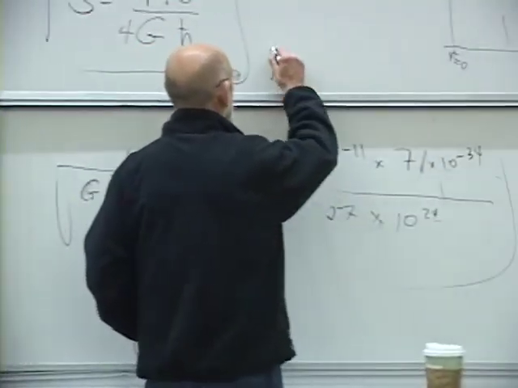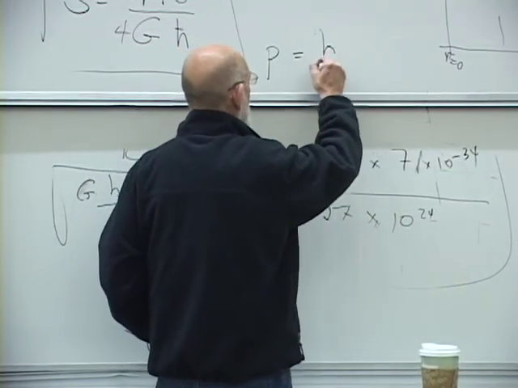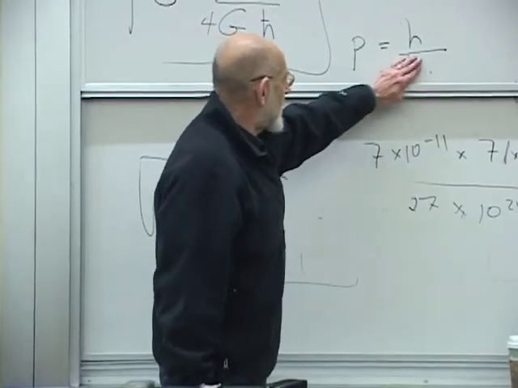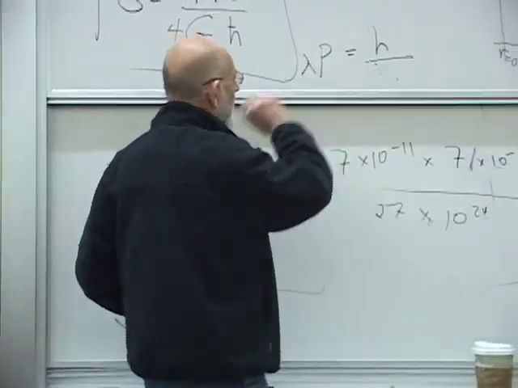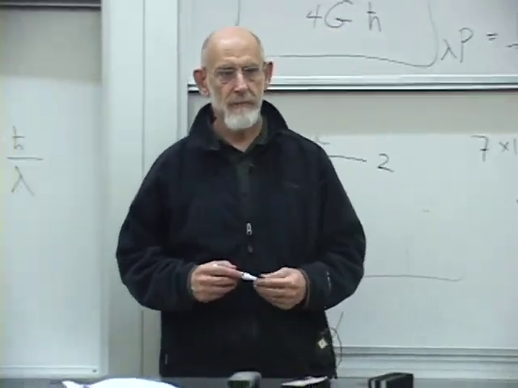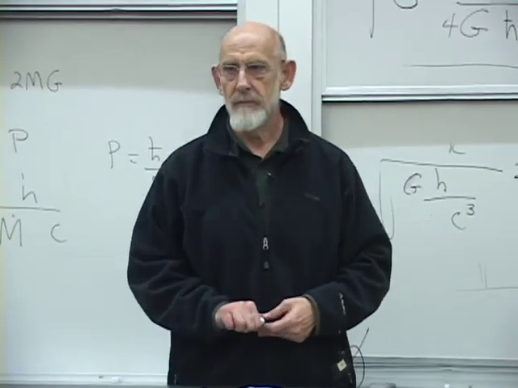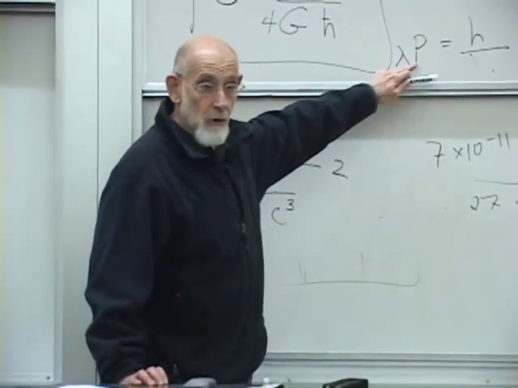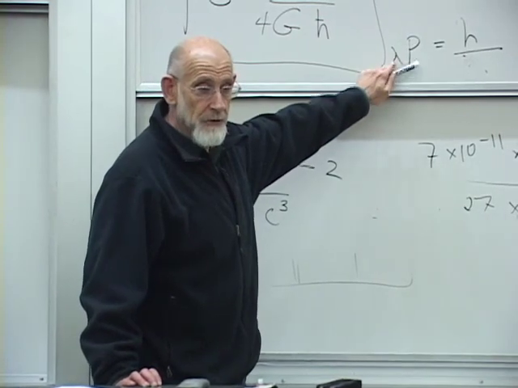Momentum is h over lambda. Lambda is a distance. P times lambda, momentum times distance, has units of h bar. And p times lambda also has units of angular momentum, r cross p. Distance times momentum.